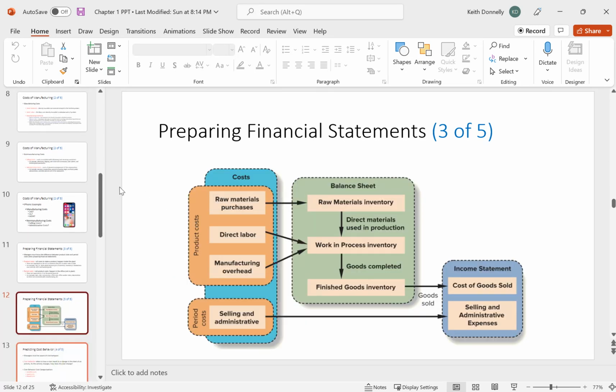Okay, so we're preparing financial statements here. We said we have product costs versus period costs. Period costs are simpler: selling and administrative. You're going to expense those as they're incurred. Our product costs are going to be put on the balance sheet first, and then once we sell the goods, we take the expense as cost of goods sold. When we put them on the balance sheet, we're going to break out our inventory between raw materials, WIP, our work in process inventory, and then our finished goods, and then you sell it and take the expense.